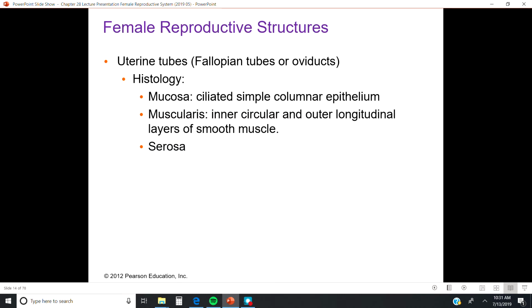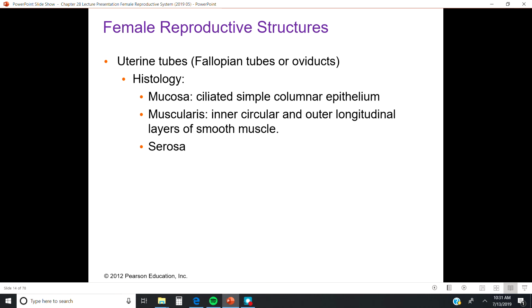All right, a little bit about the histology. So there's three layers. There's the mucosa, which is the inner layer. This is predominantly ciliated, simple columnar epithelium. And if you think about it, the cilia are important because they're kind of moving the oocyte towards the uterus. Remember, cilia kind of move things across the cell.